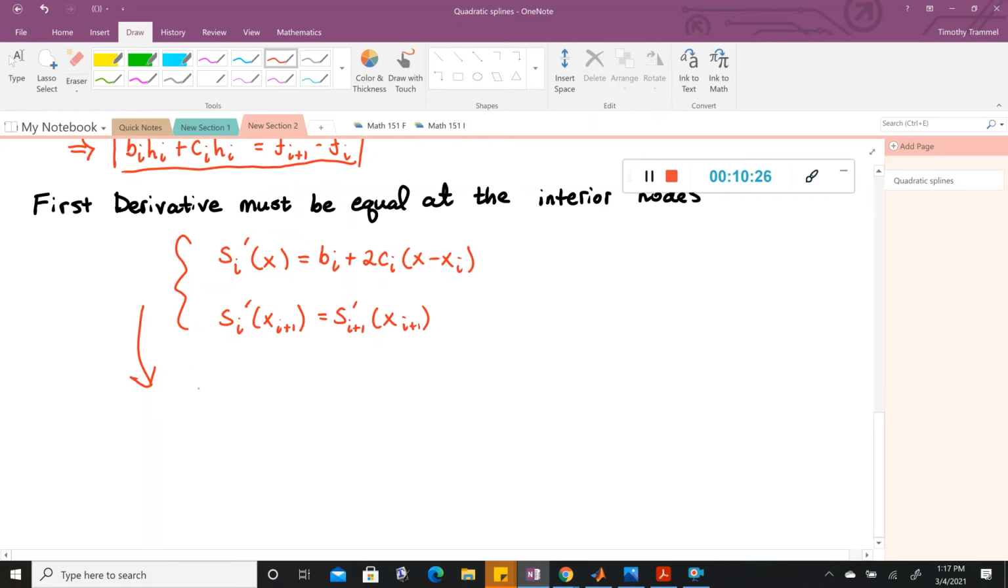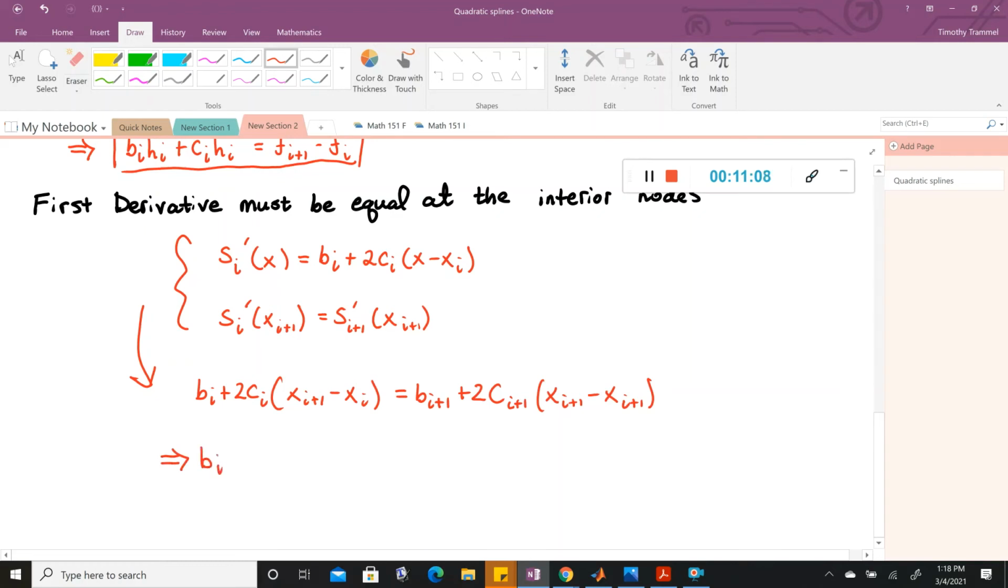Well, that's going to look like b sub i plus 2c sub i, we're replacing x with x sub i plus 1. And then the first derivative of the i plus 1th spline should look like b sub i plus 1 plus 2c sub i plus 1 times x sub i plus 1, because that's what we're plugging in for x, and then minus x sub i plus 1. And we can simplify this a little bit.